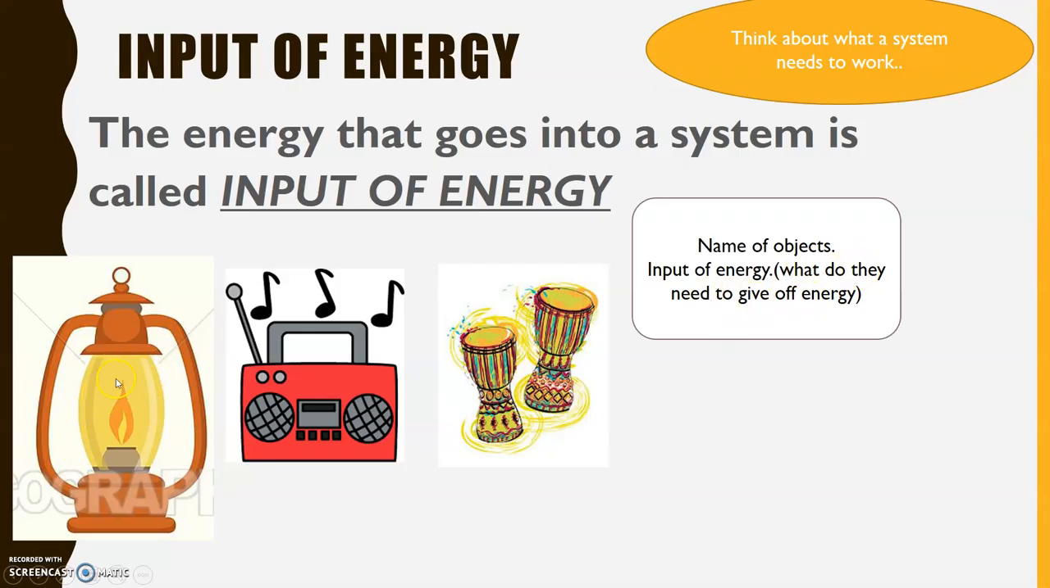If you look at this picture of a paraffin lamp, I've obviously named the object as a paraffin lamp, okay? And what does it need to give off energy? It needs paraffin. So that means the input of energy for the paraffin lamp is paraffin.